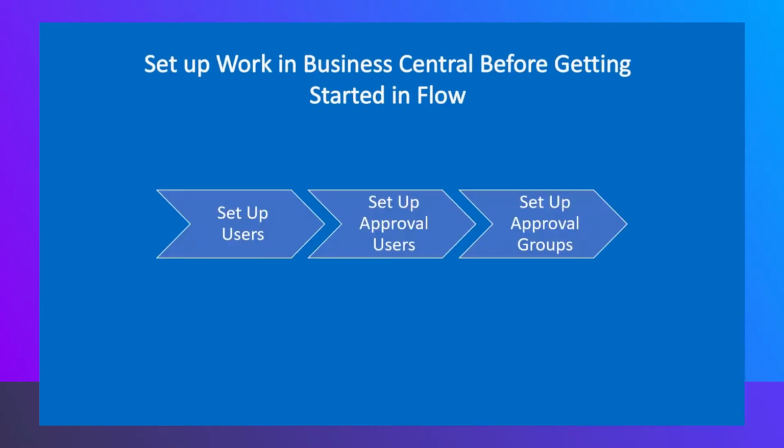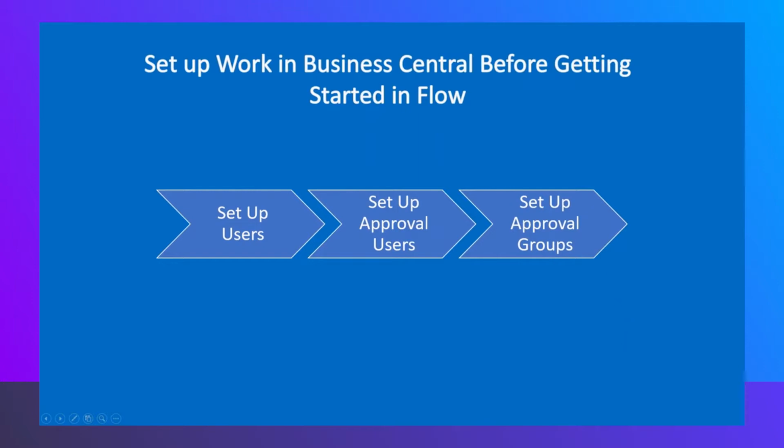A quick breakdown of the steps: first, we have to set up users inside of Business Central. Then we need to set those users up under an approval user, and then we're going to set up an approval group. So we need to take these 3 steps before we get started with the approval flow.